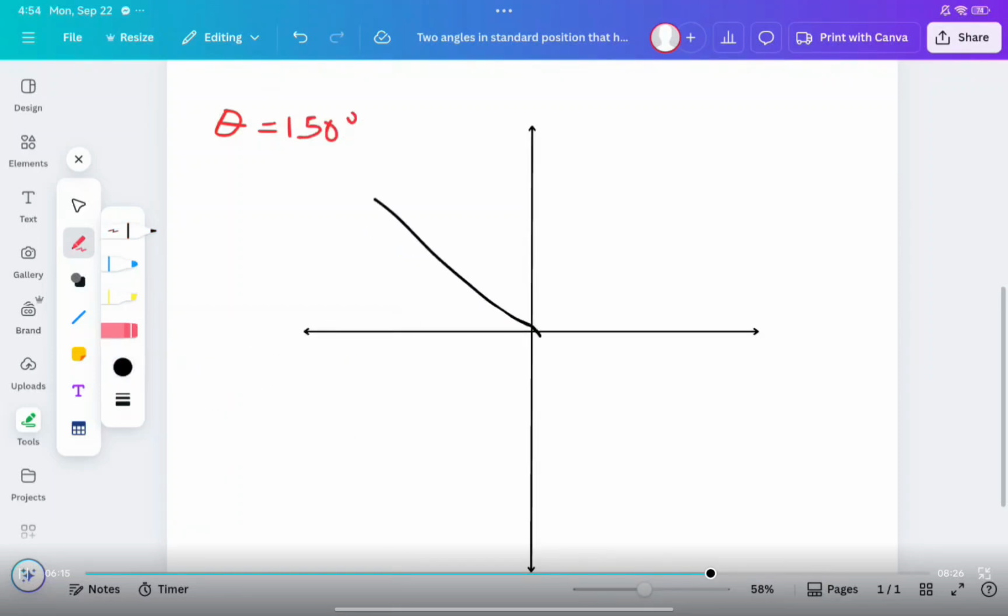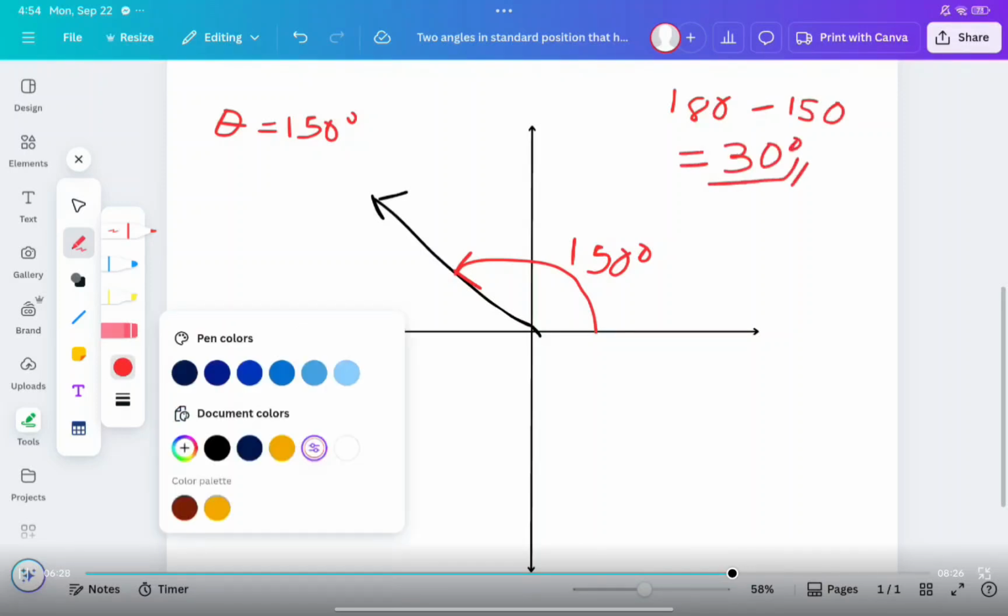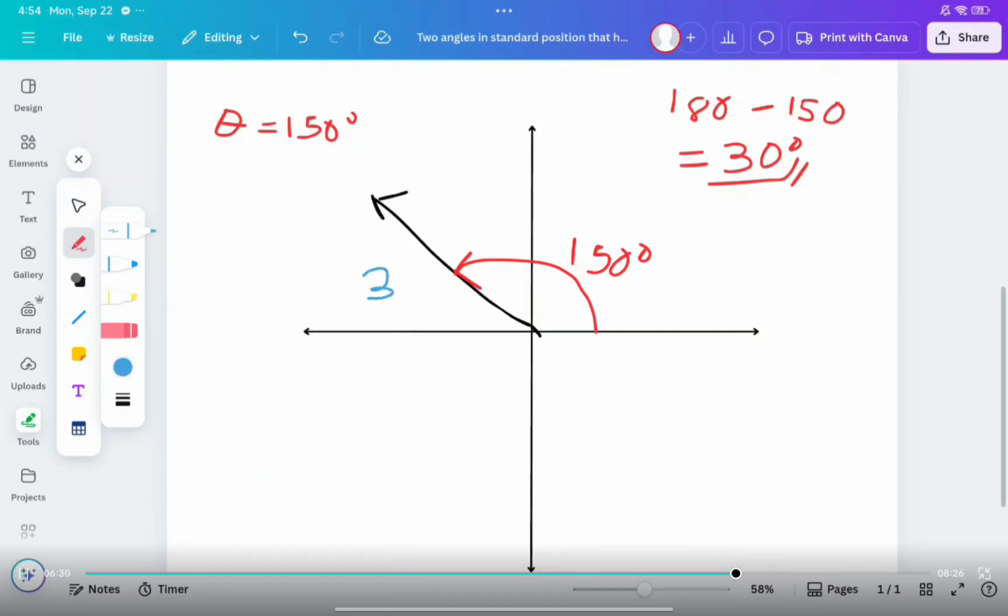And here the positive 150 degrees. Since it is on quadrant 2, we can subtract 150 degrees from 180 degrees. So 180 degrees minus 150 degrees is equal to 30 degrees. So now our reference angle is 30 degrees.